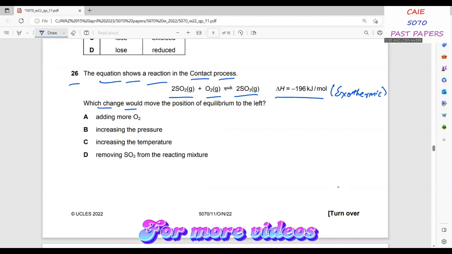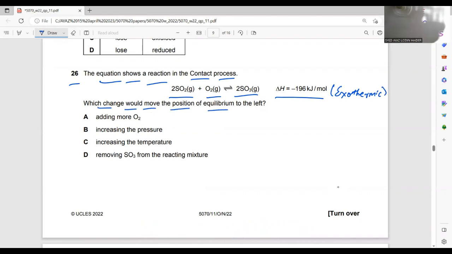Which change would move the position of equilibrium to the left? Now you want to move the position of the equilibrium to the left-hand side, which means on the reactant side. A, adding more O2. If you add more O2, the equilibrium will shift to the right-hand side. So this is wrong. B, increasing the pressure.